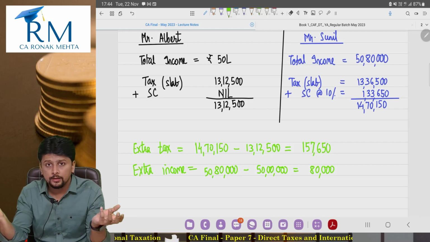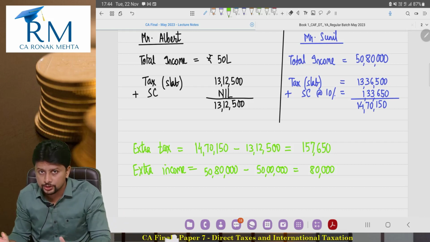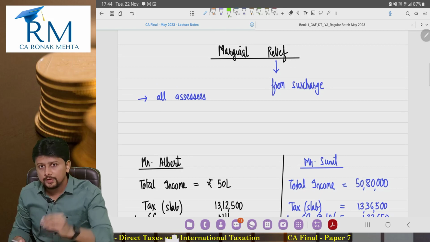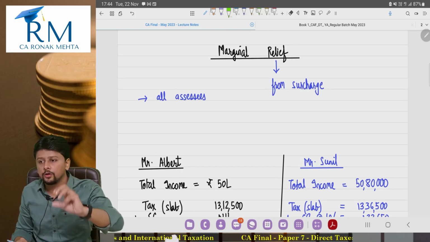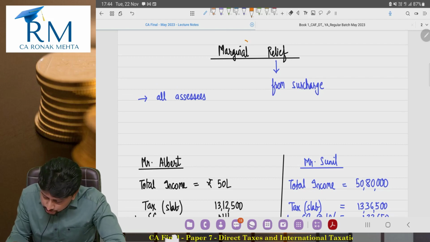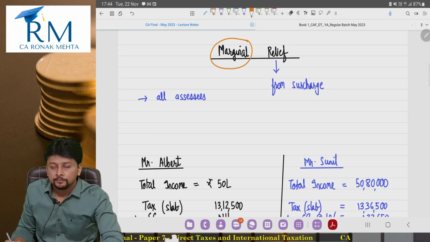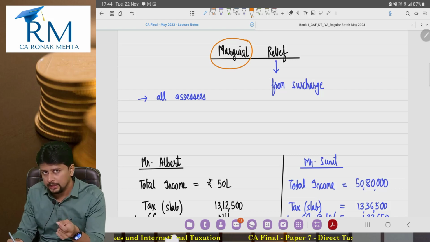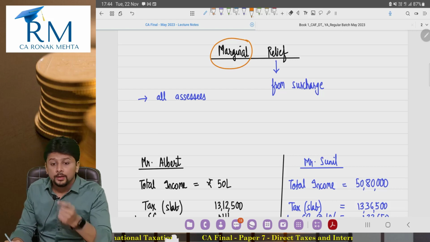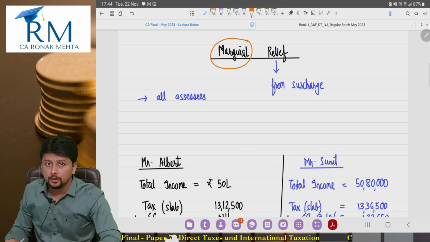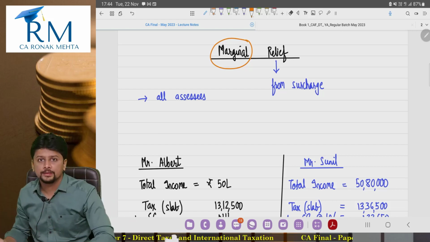But Mr. Sunil, that is happening because of surcharge. So, Mr. Sunil, don't worry. We will give you a relief. We will call this marginal relief. Why is the word marginal used? What was that 80,000 rupees? That 80,000 rupees is the extra income that Mr. Sunil earned over and above 50 lakhs.